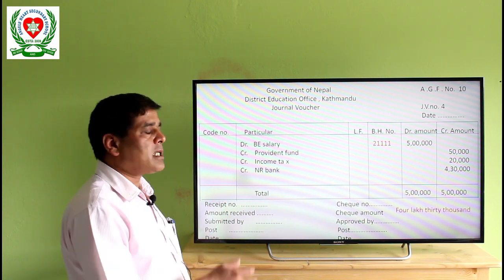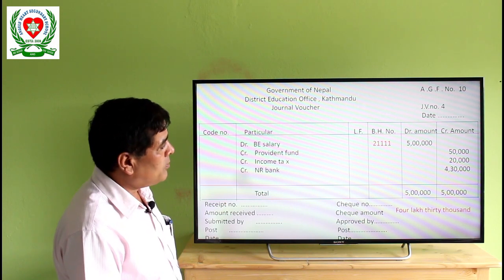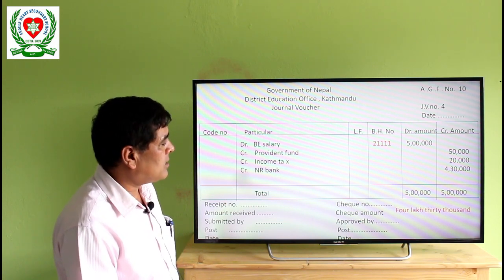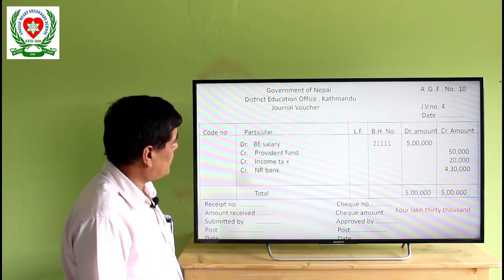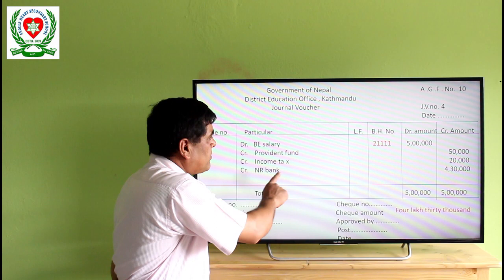Total of both sides should be equal. 4,30,000 should be written in words in the check amount. Okay, this check amount should be written from the NR Bank's amount.